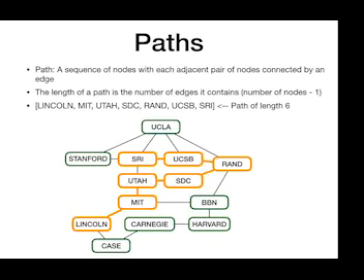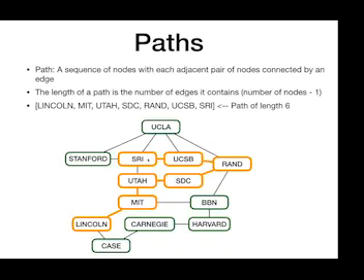All right, so we saw the definition of a path. This is a list of nodes where any two adjacent nodes in the path are connected by an edge. So we have this path, Lincoln, MIT, Utah. We have this path through the graph. This is a valid path. It's all connected.